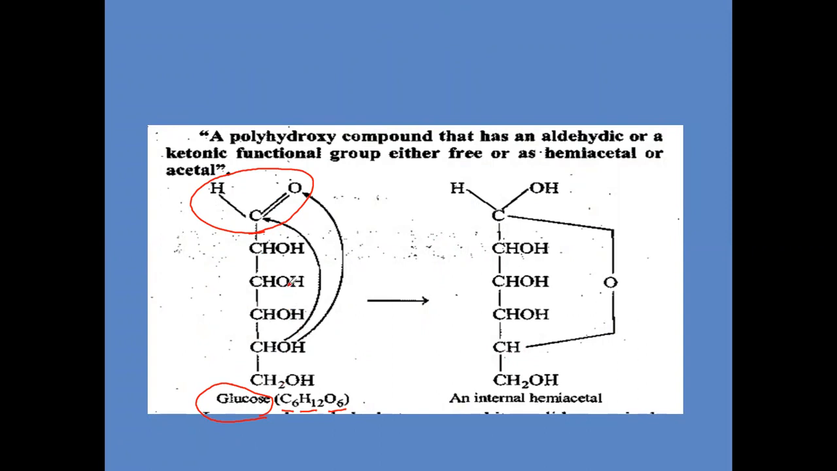How many OH groups are there? Count: 1, 2, 3, 4, 5. So 5 hydroxy groups are available here. And how many aldehyde groups are available? One aldehyde group is there, CHO. And how many carbons in total are in the parent chain? 6 carbons. So it is glucose here.